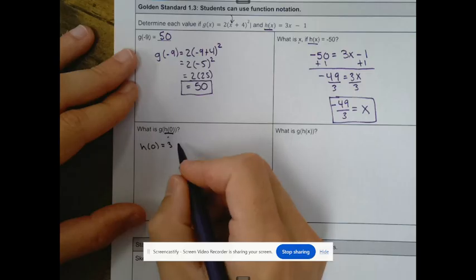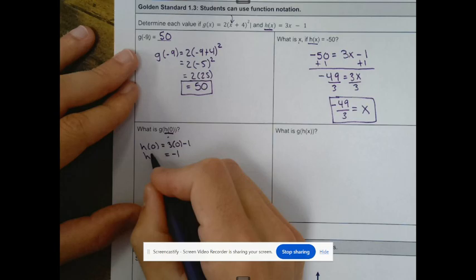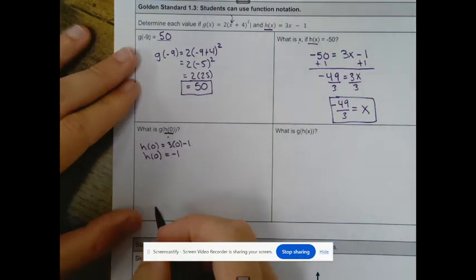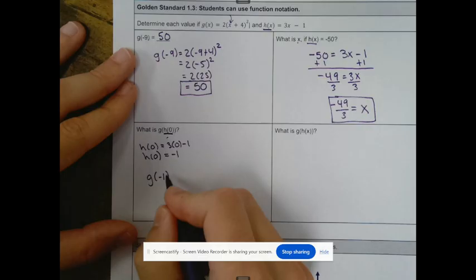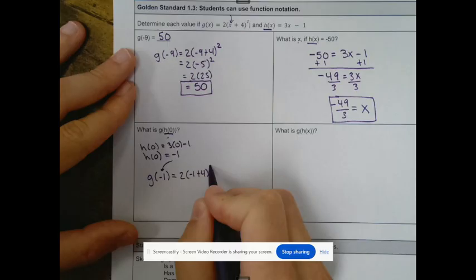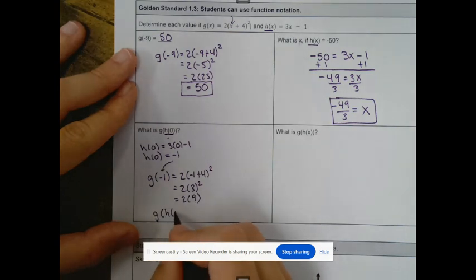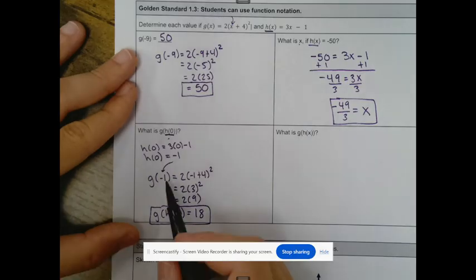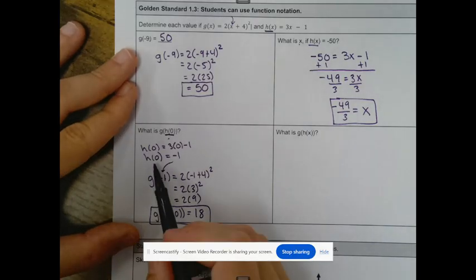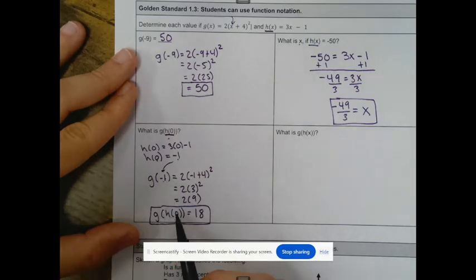So instead of 3x minus 1, we're going to do 3 times 0 minus 1, which is just negative 1. So h of 0 is negative 1. That now becomes my new input for g. So 2 times negative 1 plus 4 squared. So that's 2 times 3 squared, 2 times 9. So that means g of h of 0 equals 18. Why is it g of negative 1 and g of h of 0? Because h of 0 equals negative 1. Negative 1 and h of 0 are the same thing.